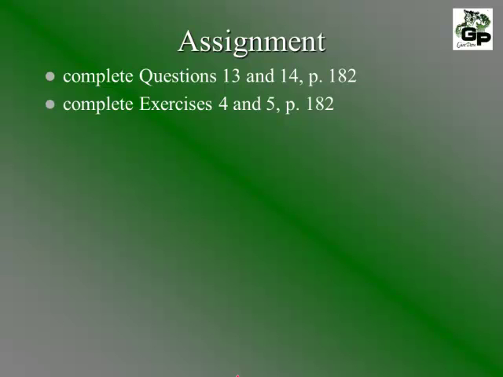Your assignment for today is to complete questions 13 and 14 on the web page and complete exercises 4 and 5 in your workbooks based on the question on page 182 of your text.